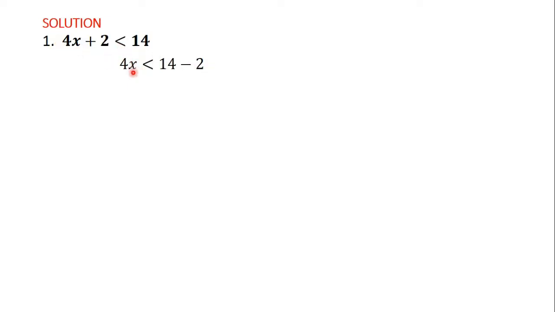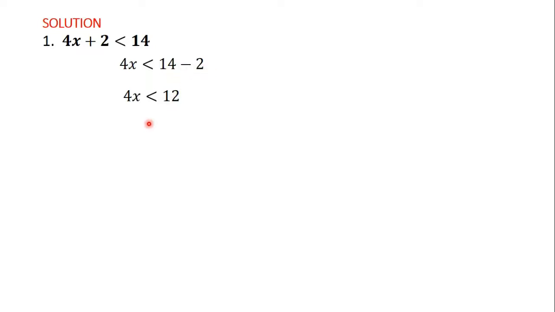So I'll leave 4x here. We have the less than sign. 14 is already here, so we write 14. Then when 2 crosses the inequality sign from this side to this side, it becomes negative. So I'm going to have 14 minus 2. Now we move on. We have 4x, which will already be there. Then 14 minus 2 will give us 12.